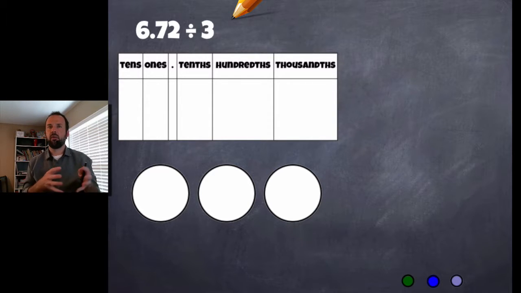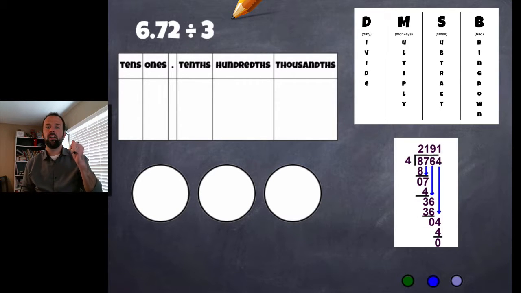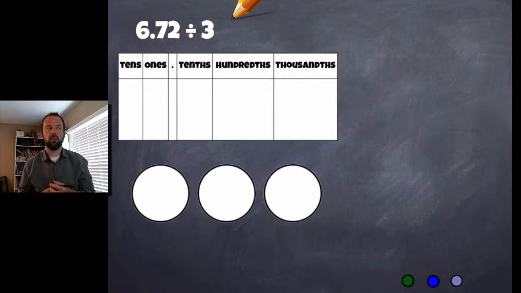But we're going to be seeing how we can connect what we're doing there to the standard algorithm for division. And the standard algorithm for division is something you might have heard of before. Maybe you've seen it come into play with something like "dirty monkeys smell bad," where we're dividing, we're multiplying, we're subtracting, and we're bringing down, and then we're going to repeat that process over and over again. So that's called the standard algorithm, and we're going to make some connections between what we're doing with the place value and dividing things up and how we can actually use the standard algorithm to help us divide decimals.